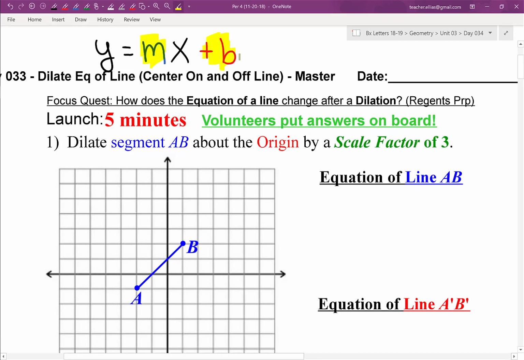Good. Just toss that in. Don't forget to label your endpoints prime. Yes, what's up? I wasn't here yesterday. I had a field trip. Okay. You can still dilate that though. You know how to do that. Then ask them. That looks good. Just do it by hand. That's the only one you're going to have to do.